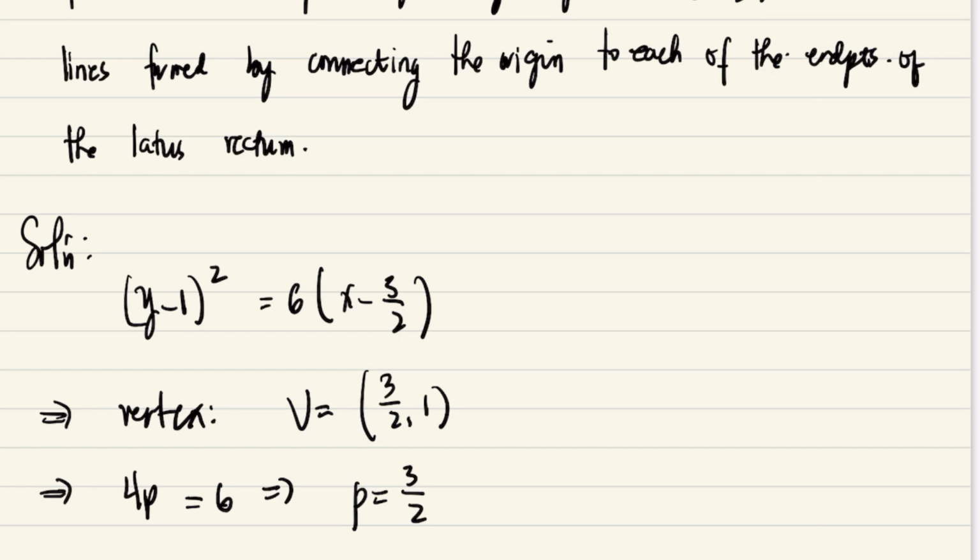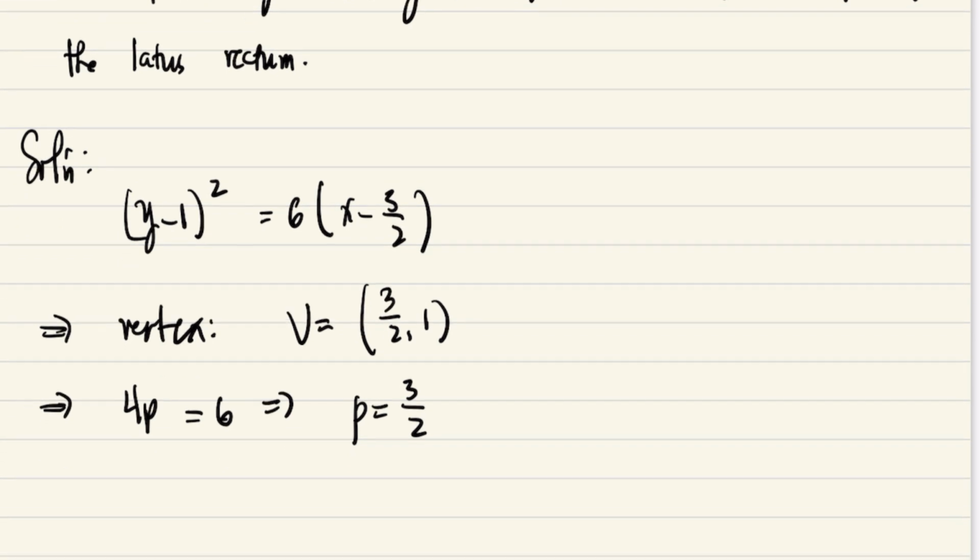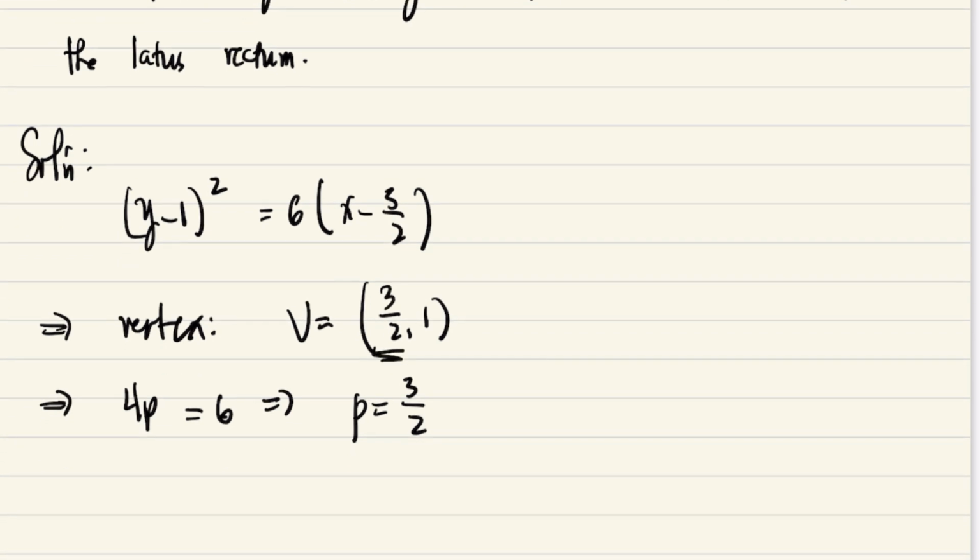Now, let's double check first the focus. We already know the vertex is given by this, and then the focus is actually 3 over 2 units away from the vertex, simply because the p is 3 over 2, and it should be on the right side of your vertex because your parabola opens to the right. So that means to say that 3 over 2 plus 3 over 2, you would actually get 3, 1. So this is now the focus.